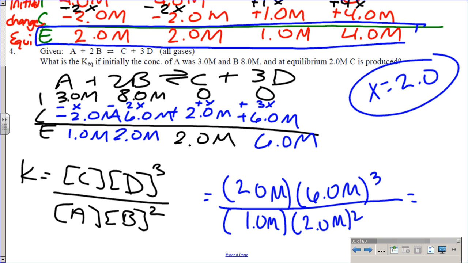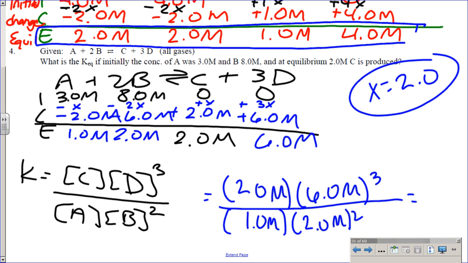How many x's are you subtracting here? 1x. You're subtracting 1x there. So if x is equal to 2, what's equilibrium here? 1.0. How many x's are you subtracting from B? 2, because the coefficient is 2. So 2 times 2.